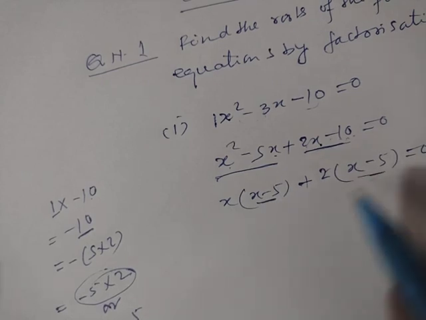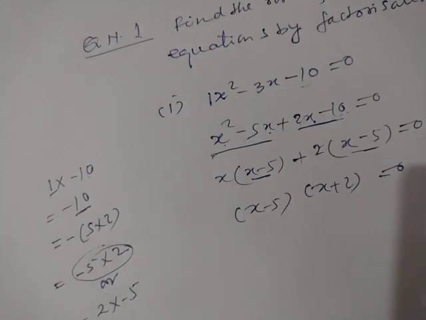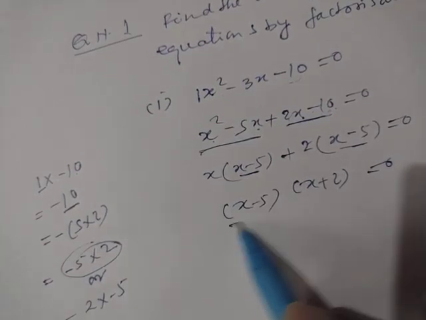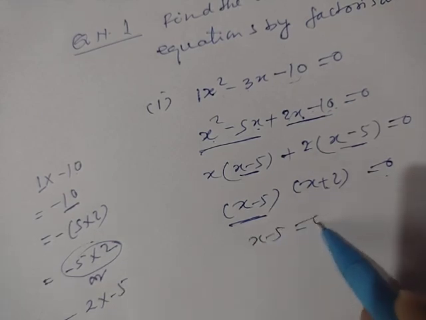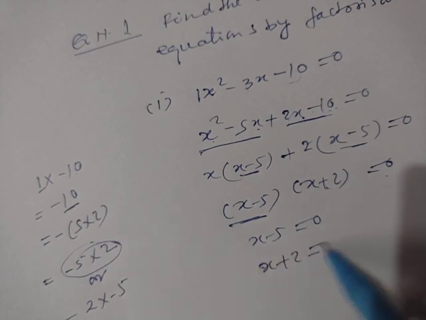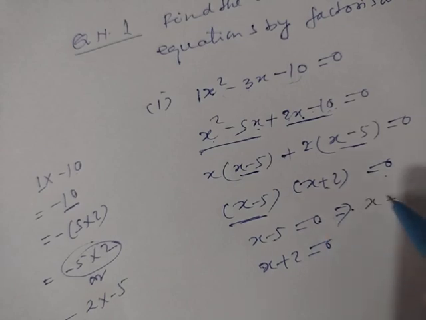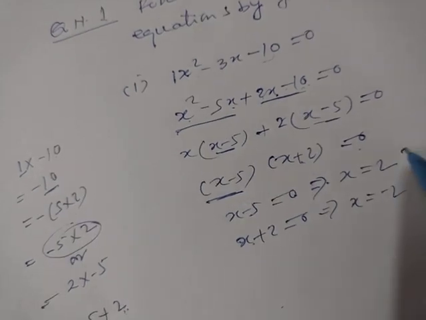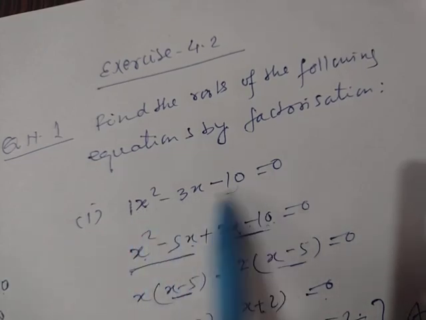x minus 5 is common. x plus 2. Now see, x minus 5 into x plus 2 is equal to 0. Either x minus 5 is equal to 0 or x plus 2 is equal to 0. Then if x minus 5 is equal to 0, this implies x is equal to 5. If x plus 2 is equal to 0, this implies x is equal to minus 2. This is the answer. Okay, because 5 and minus 2 are the roots of this quadratic equation.